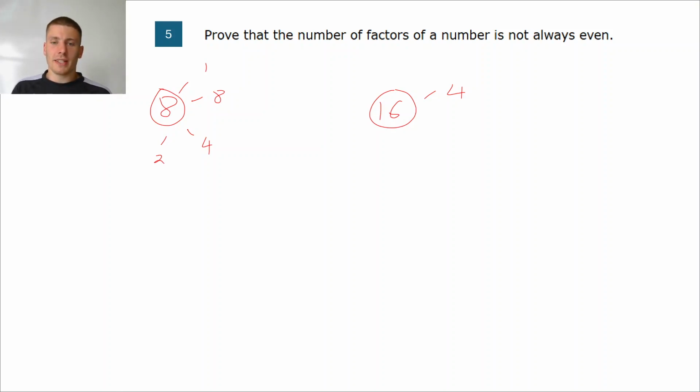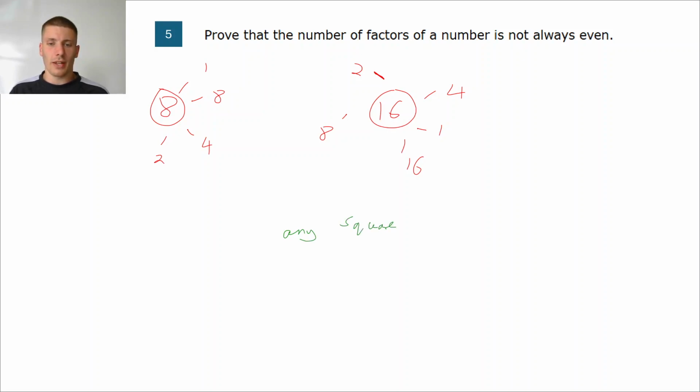Which means all the other factors, like the number 1 and the number itself, and any other factors, like 2 and 8, come in pairs. 2 times 8, one pair. 16 times 1 is another pair. But 4 times 4 is the only singular one, which means that the number of factors is going to be odd. So with this question, you can choose any square number.